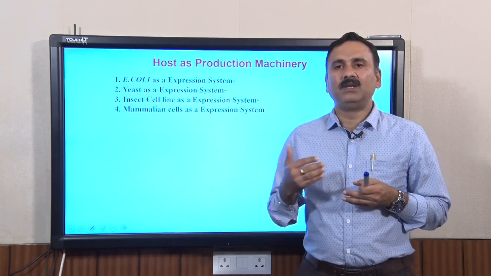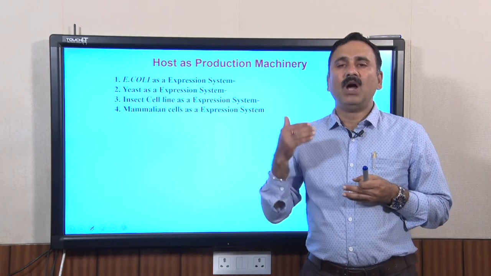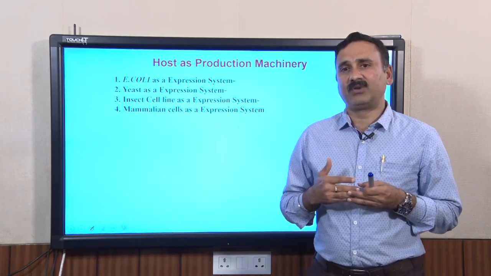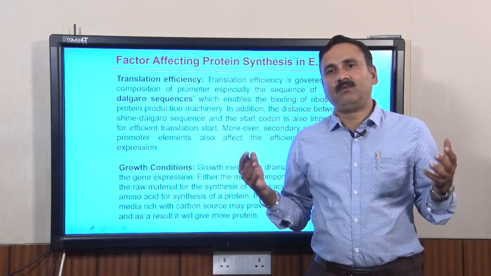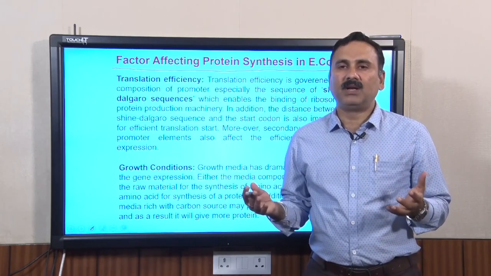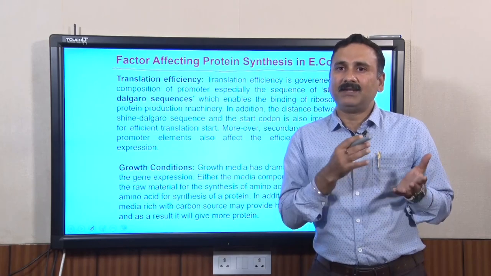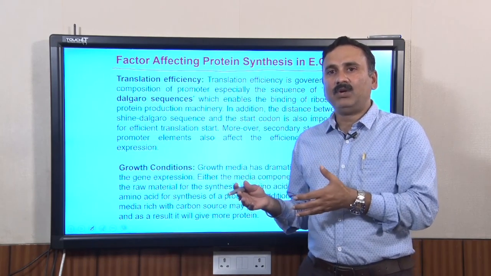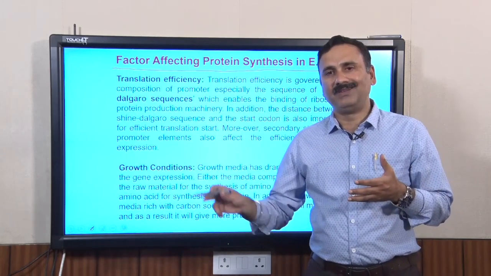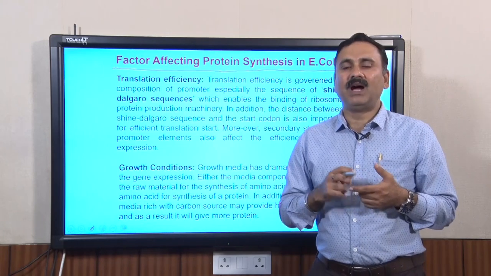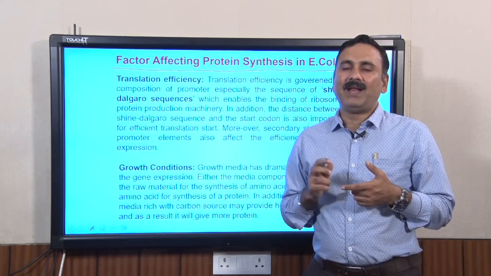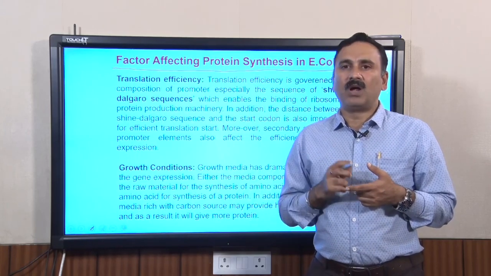Now we are going to start today's lecture with how to control protein production in the E. coli expression system. There are many factors affecting protein synthesis within E. coli. One major factor, which we discussed in the previous lecture as well, is the strength of the promoter itself. A strong promoter facilitates easy binding of the RNA polymerase, and that gives more turnover of transcription events. As a result, you have a high level of RNA in the RNA pool, and subsequently you generate more protein.